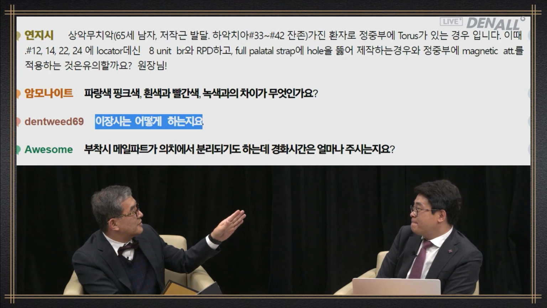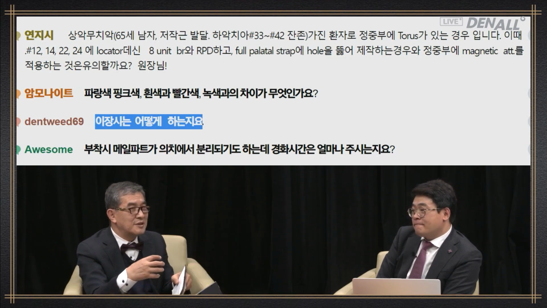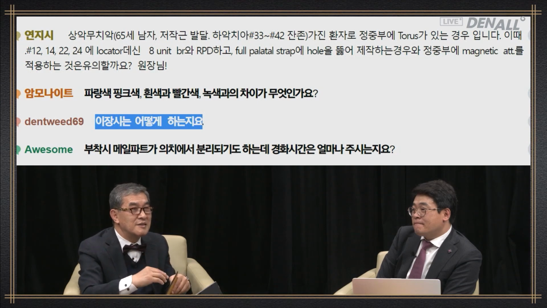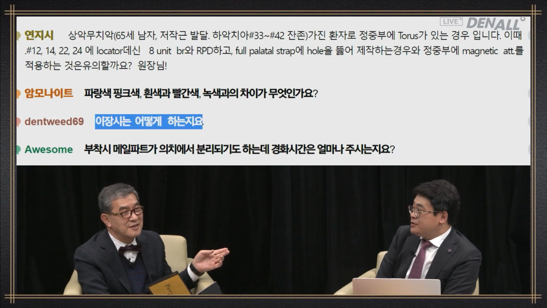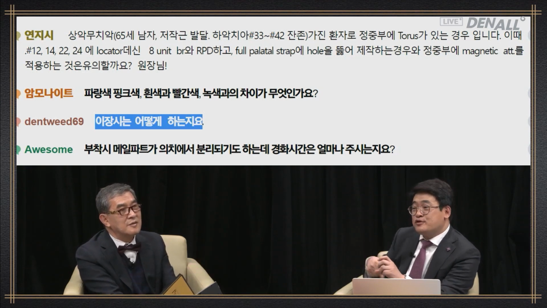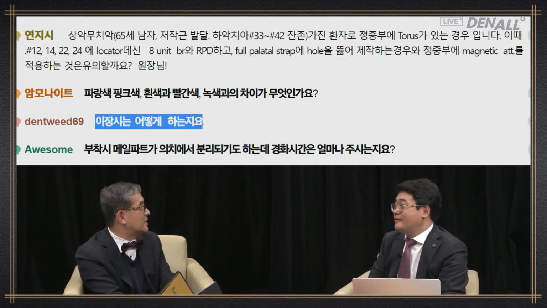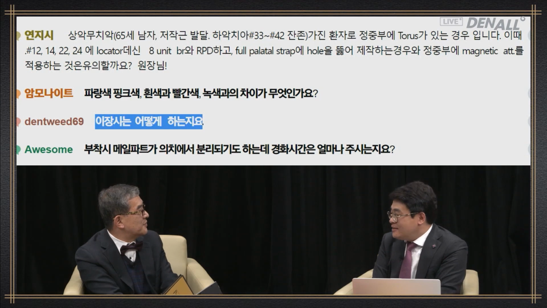I think the intention of the question was, when we do relining of the locator, how do we process it? To do it thoroughly, I remove everything because it can be removed. And then after I do relining, I make space and do attachment again. Understood. That is the best way.